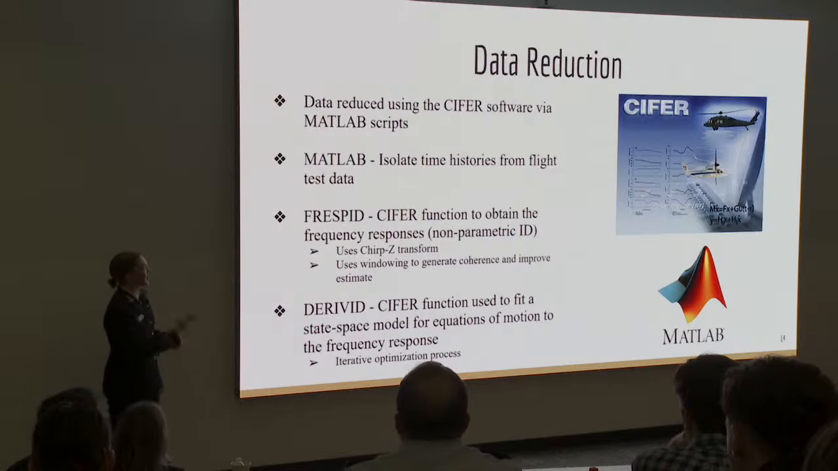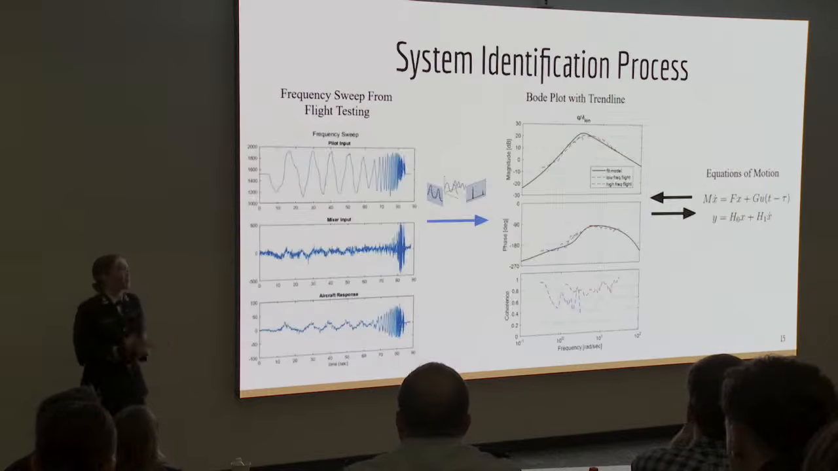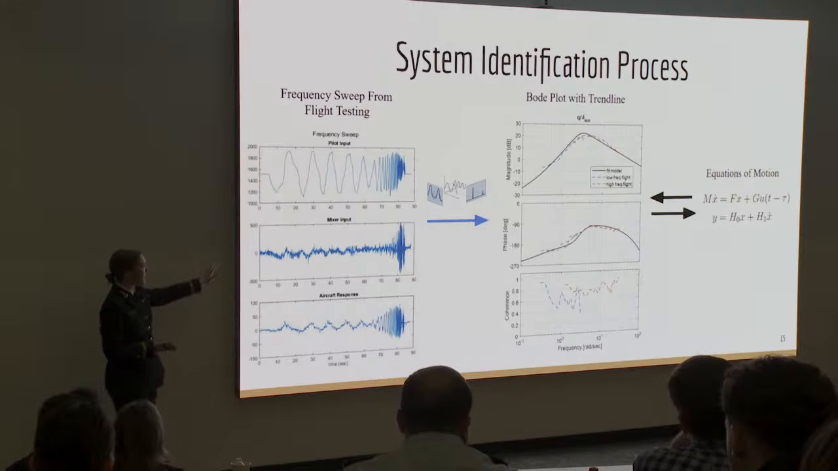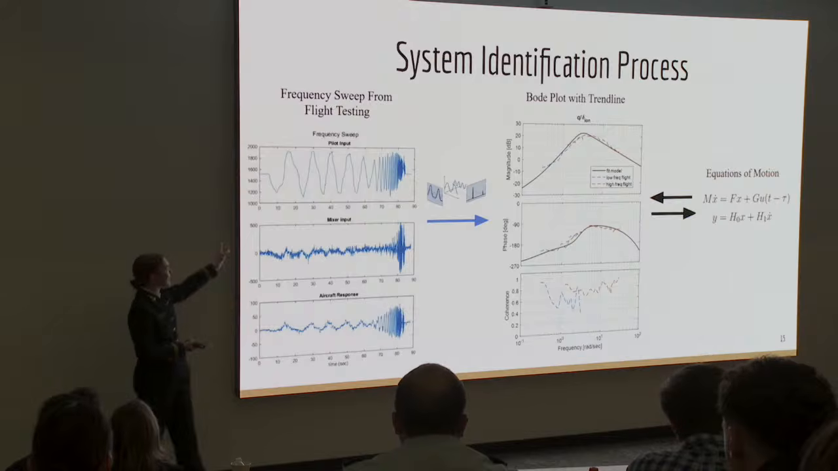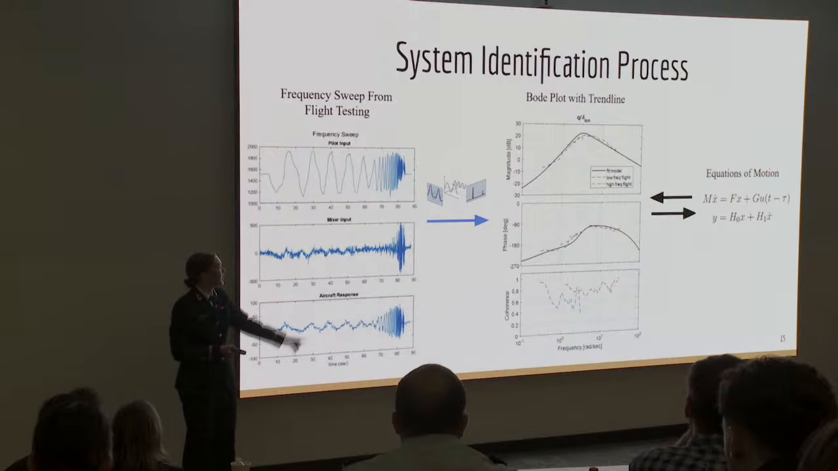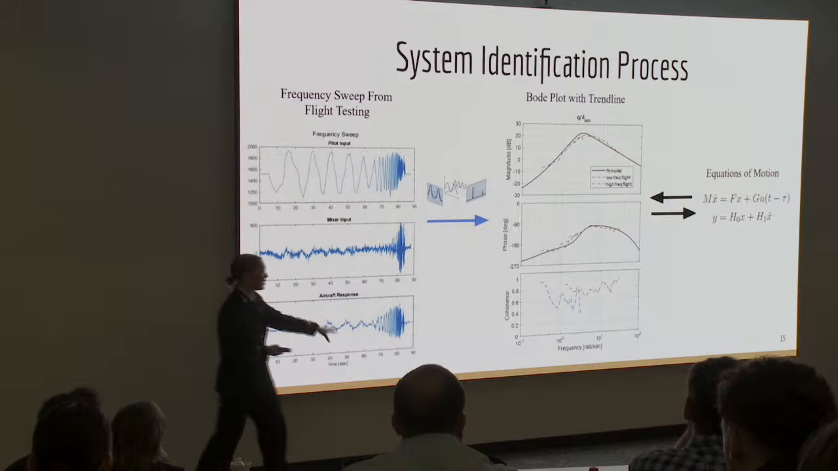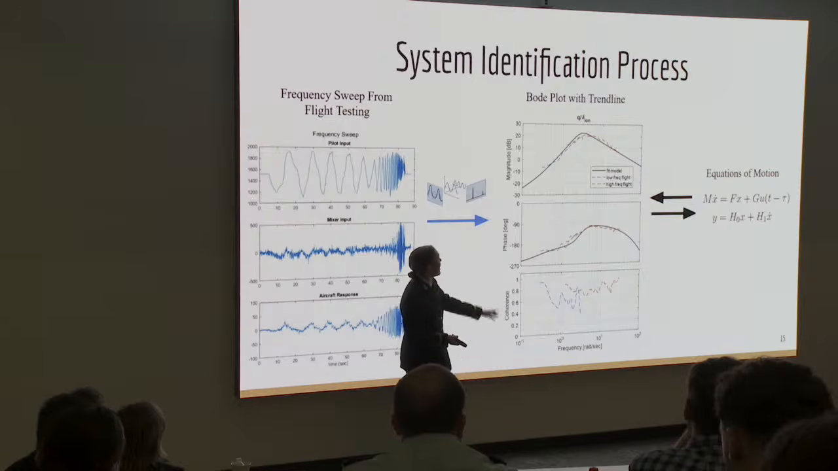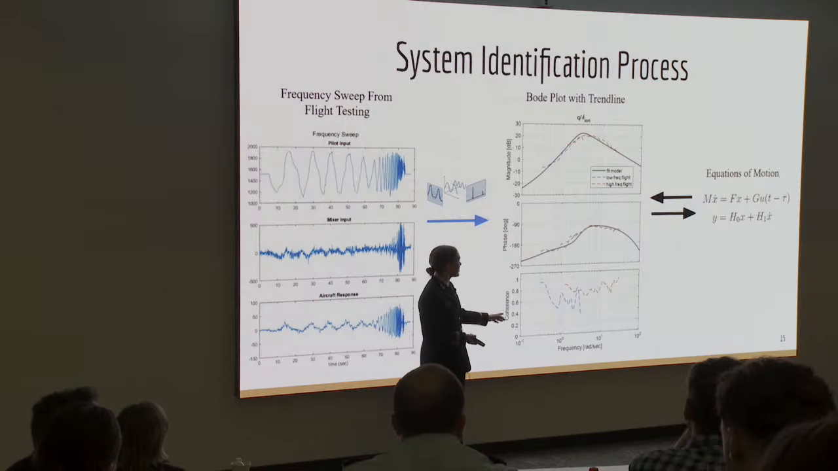I know that was a lot of words, so this figure visualizes the process from beginning to end. We start here, this is the time histories from our raw flight test data. As you can see, the frequency of the pilot inputs is increasing. From there, we use FRESPID to transform that from the time domain to the frequency domain, and that's outputted in this plot, which is known as a Bode plot. The frequency response is this red and blue line on the Bode plot.